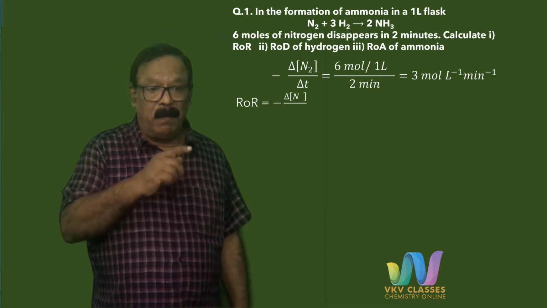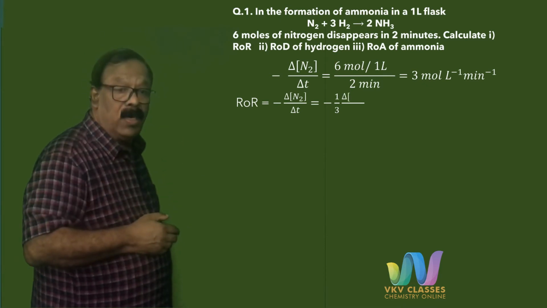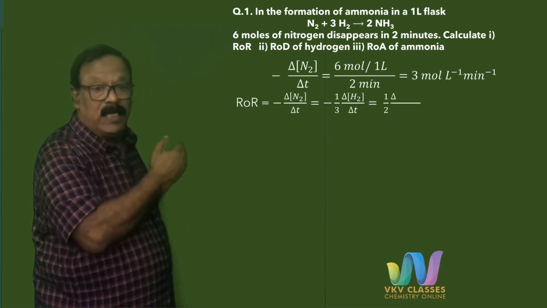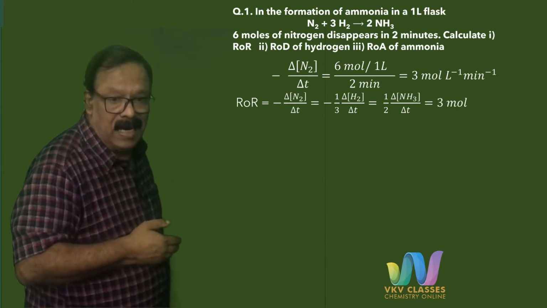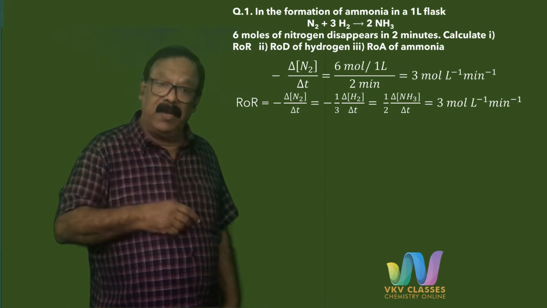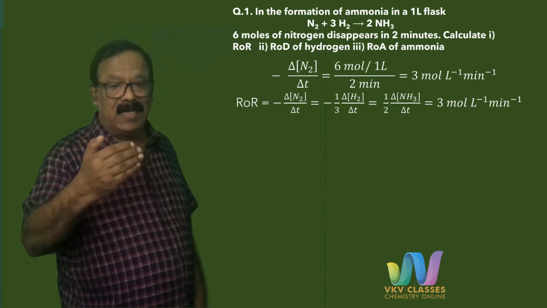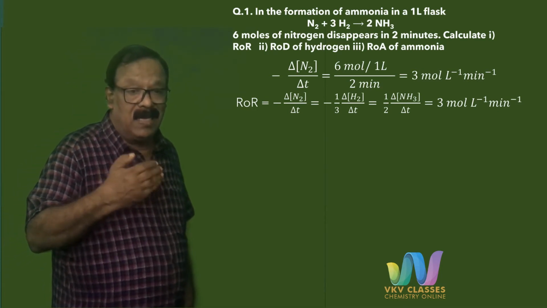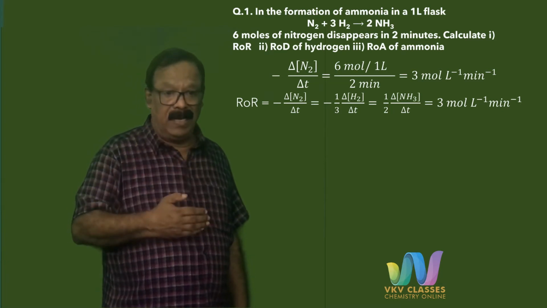This will be equal to minus d of N2 by dt, and it will be equal to minus 1 by 3 d of H2 by dt, and this will be same as plus 1 by 2 d of NH3 by dt, and this is equal to 3 moles per liter. Now, this is given in the question. Minus delta N2 by delta t is the value 3 mole per liter per minute, which will be same as the disappearance of nitrogen, because only 1 mole is there.